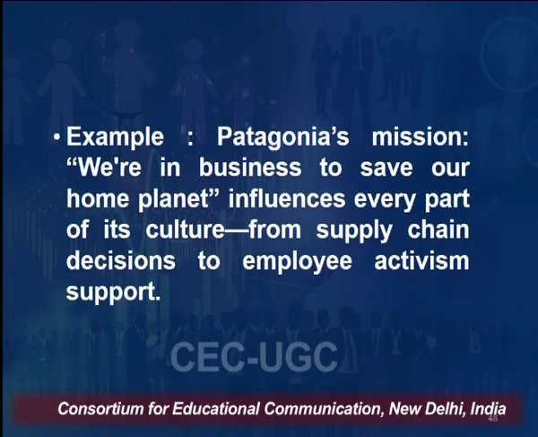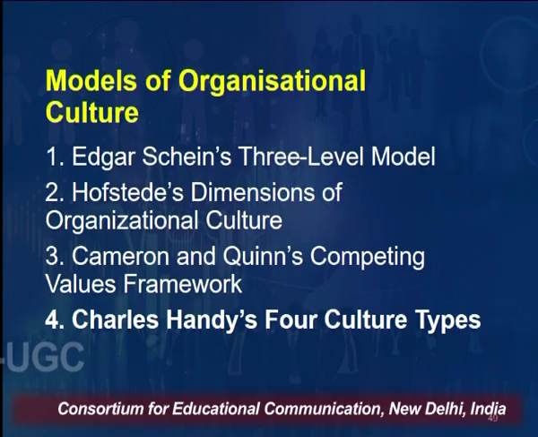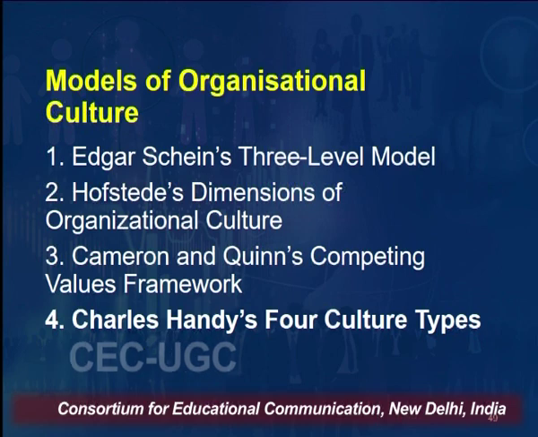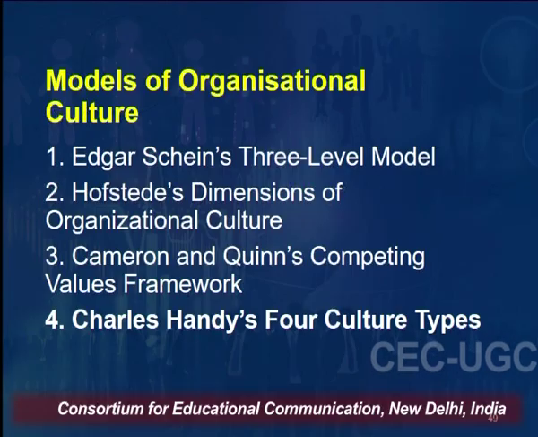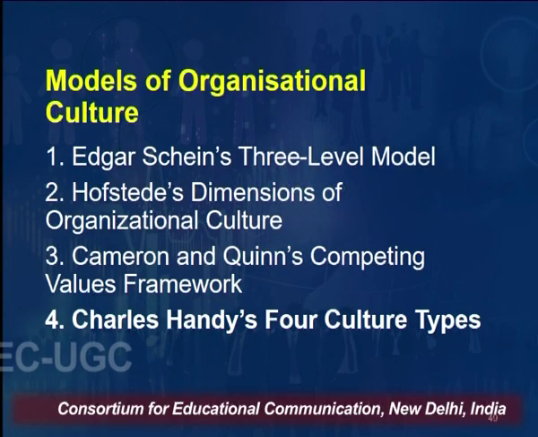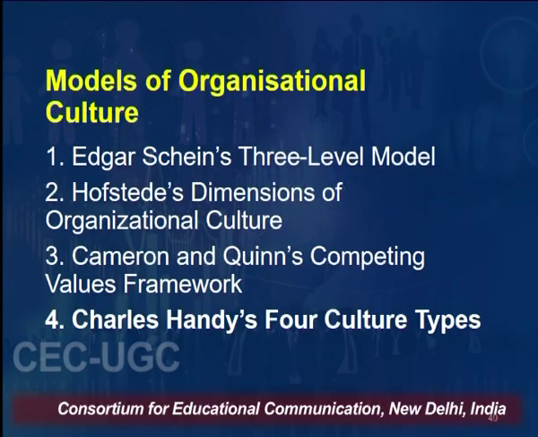So, let us move further and talk about the models of organizational culture. We are going to learn about the 4 models, out of which Edgar Schein's 3-level model has already been discussed. Second is Hofstede's dimensions of organizational culture. Third one is Cameron and Quinn's competing values framework, and fourth is Charles Handy's 4 culture types.